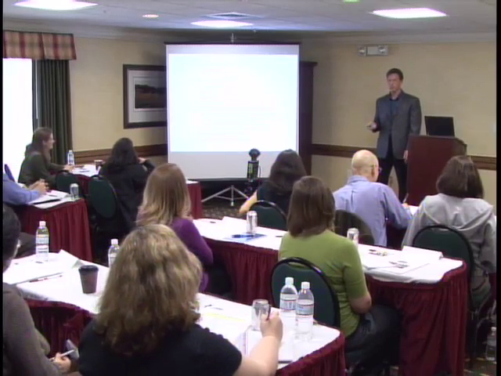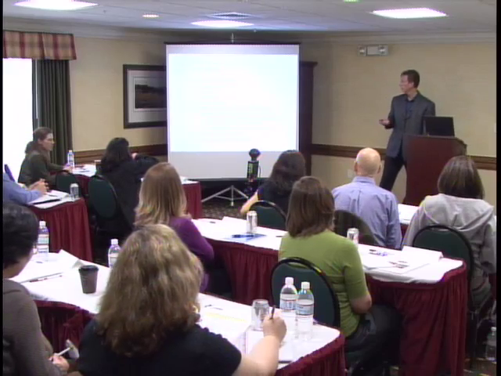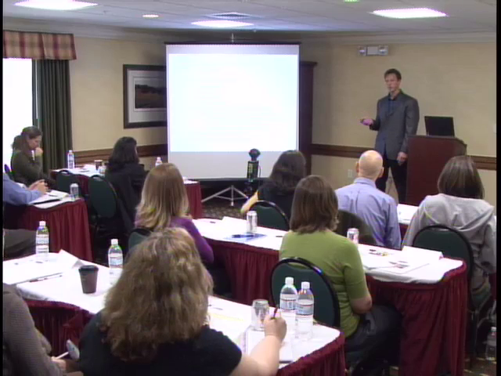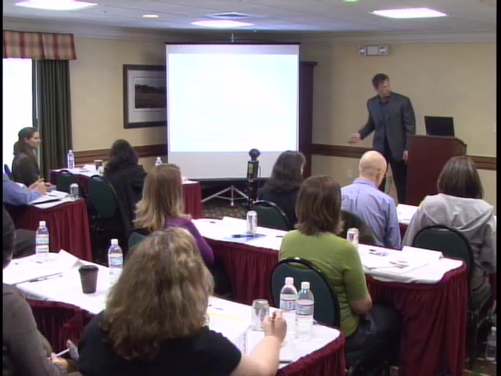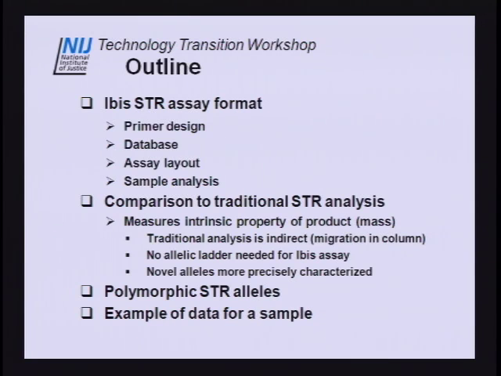We've been developing, partially with support from the NIJ, an assay to do short tandem repeat analyses using the standard core CODIS loci. That's the same loci that make up the convicted felon database, for instance, that has 6 million profiles in it now. I'm going to go through the format of our assay, a little bit of detail about how we design primers, how it works with respect to a database, the layout, and how a sample is analyzed using our system compared to traditional typing.